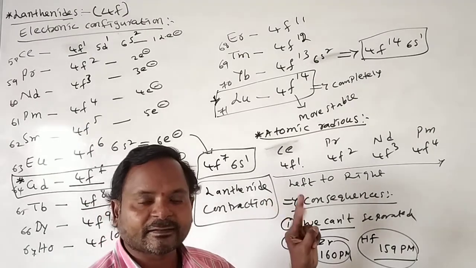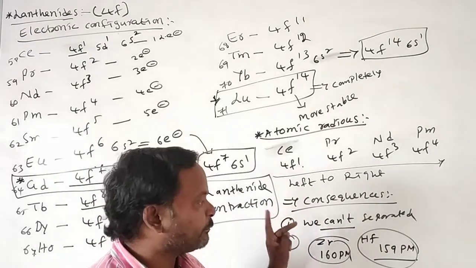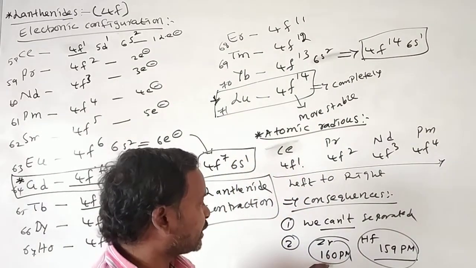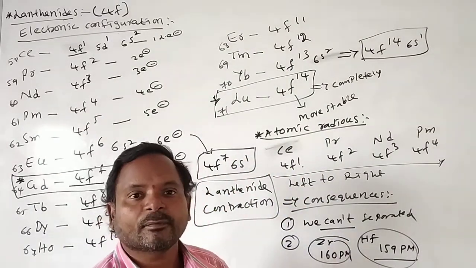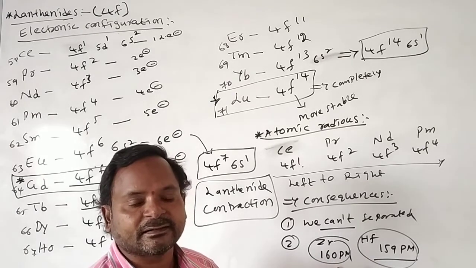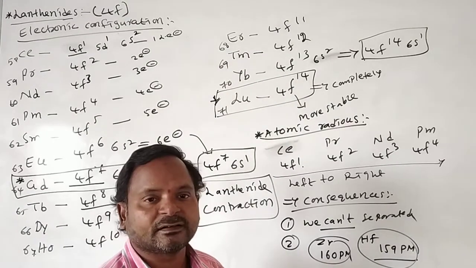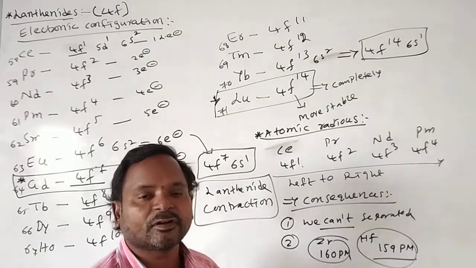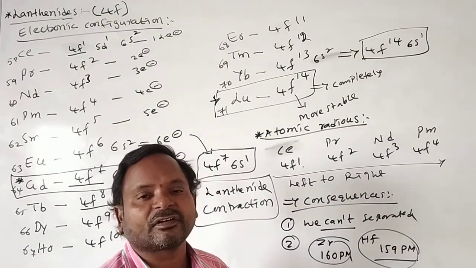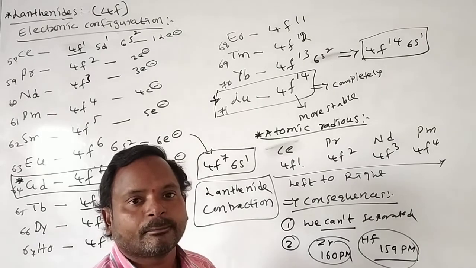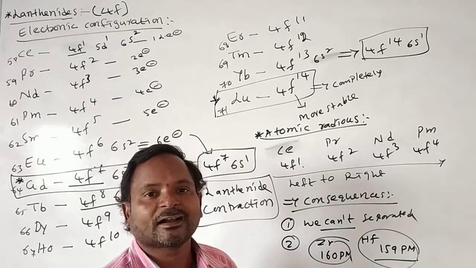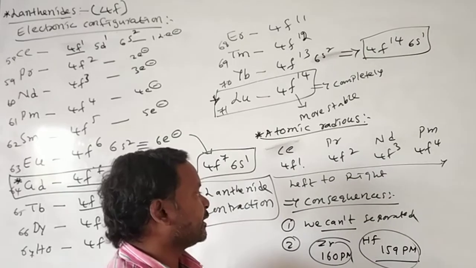Two important consequences are there for the lanthanide contraction. By the lanthanide contraction, we observed two consequences. What are those? One is zirconium and hafnium both are having the same atomic size, that is 160 picometers zirconium and 159 picometers hafnium. And here, due to the similar atomic size, we can't separate these two using physical methods or chemical methods.